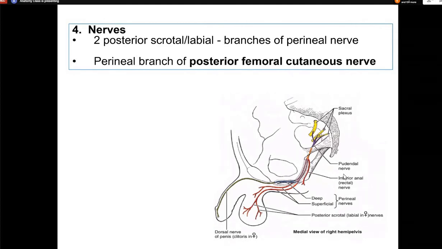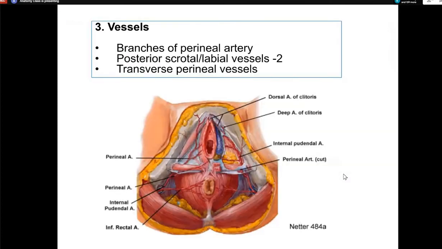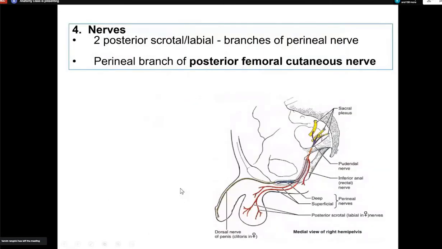Ischiorectal fossa: the inferior rectal nerve and the inferior rectal artery. That was the content of the ischiorectal fossa. Now over here, the perineal branch. Can you see the perineal branch of the perineal nerve? So this one is the perineal nerve, which will continue as the posterior scrotal nerve.